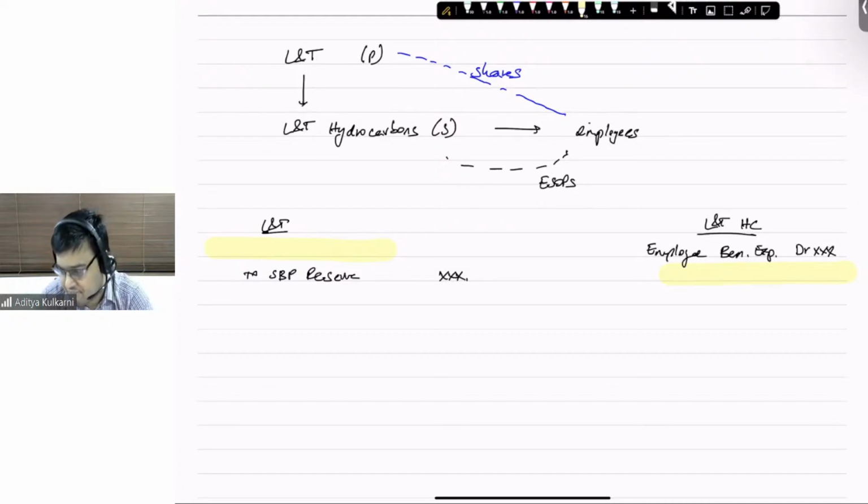Aniket Jain, think about your answer. Who is holding shares in whom? Is L&T holding shares of hydrocarbons or is hydrocarbons holding the share of L&T? You will come to know whether your answer is correct or wrong. Okay, think.